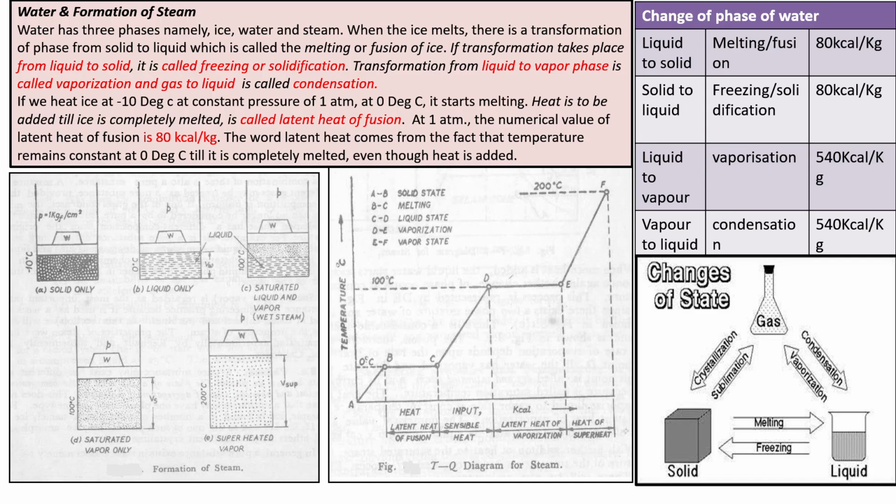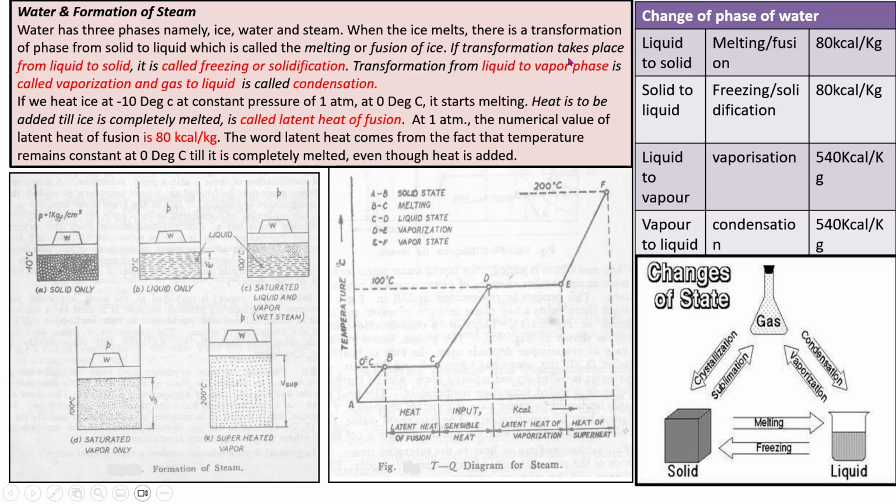If we discuss the water and formation of steam, water has three phases, namely the ice, water and steam. When the ice melts, there is a transformation of phase from solid to liquid, which is called melting or fusion of ice.